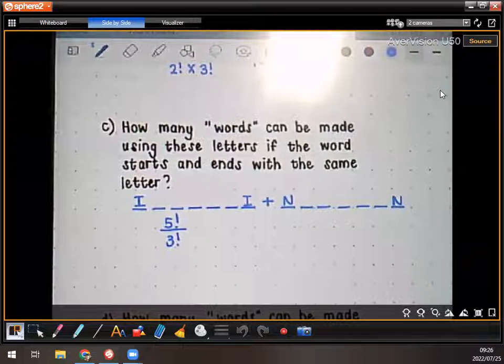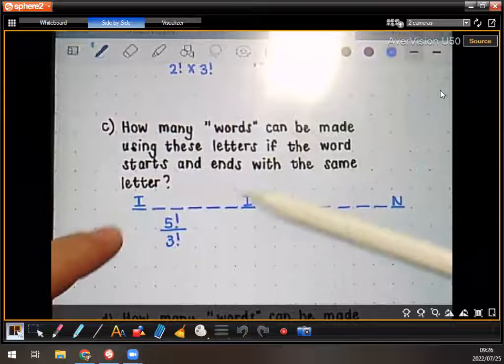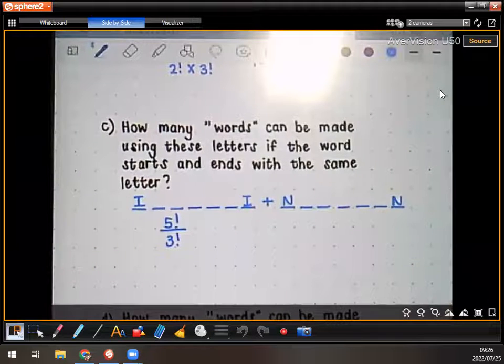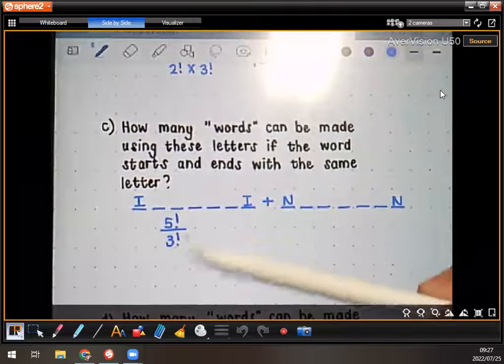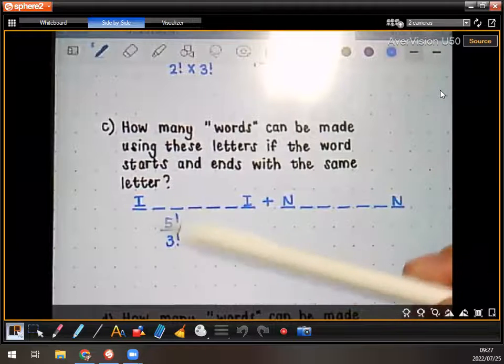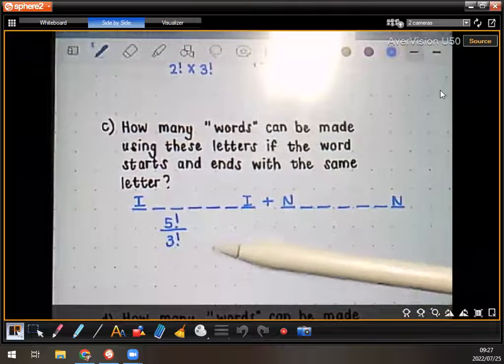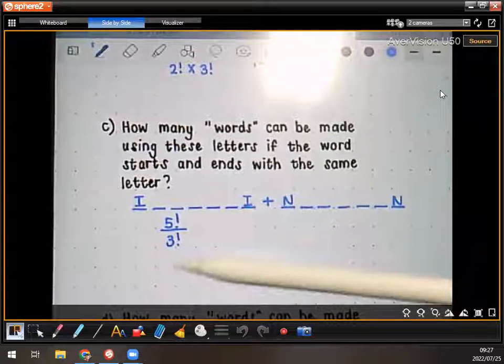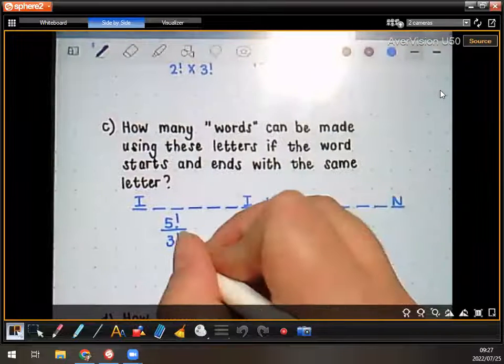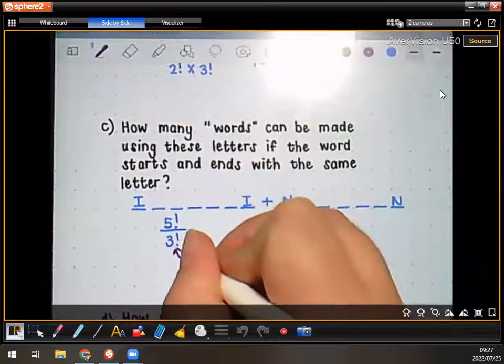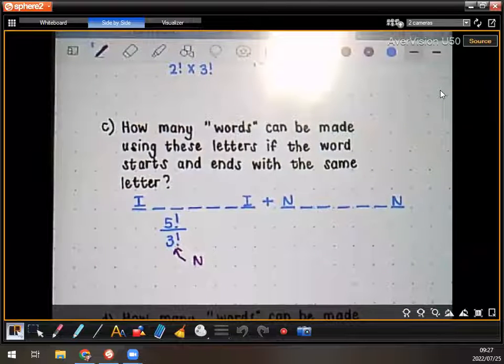Within the 2 I's. So the 2 I's are fixed, so we can kind of just ignore them. Within the 2 I's, in between them, we still have 5 letters, and 3 of those 5 letters are N's. Okay, so this number that I'm going to get here is the number of words starting and ending with I. If you want, guys, you can add here the 3 there, those are for the N.